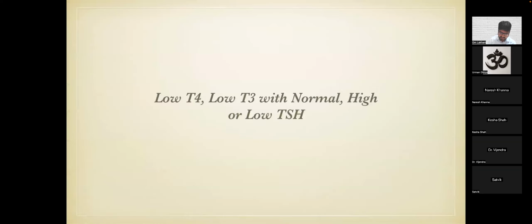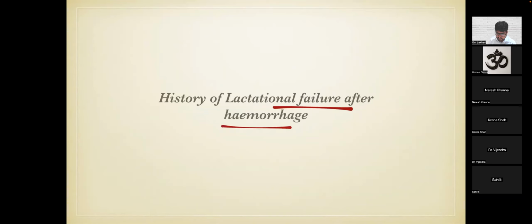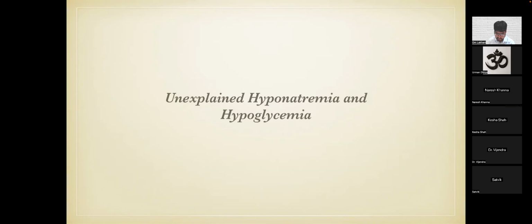You should typically have a patient presenting with low T3, low T4 with normal, high or low TSH, as we discussed in the last lecture. A patient with history of severe postpartum hemorrhage, right? This is an important history which should be taken. A patient having history of lactational failure and prolonged amenorrhea after the delivery, secondary amenorrhea persisting after the delivery. In this situation, Sheehan syndrome should be suspected. Sheehan syndrome is not uncommon in India and has to be thought of and diagnosed.